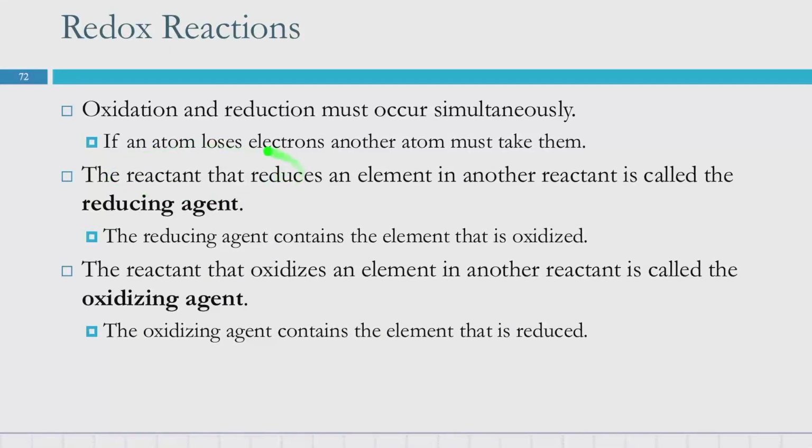So the reactant that reduces another element, that causes the reduction of another thing, is the reducing agent. The reducing agent causes reduction. The reducing agent is also the thing that is oxidized.